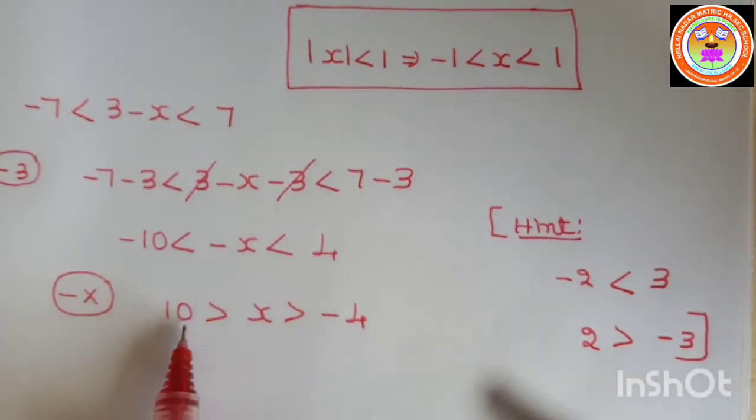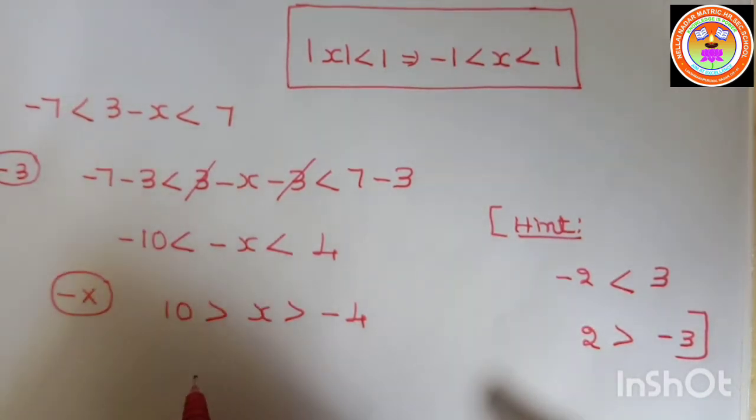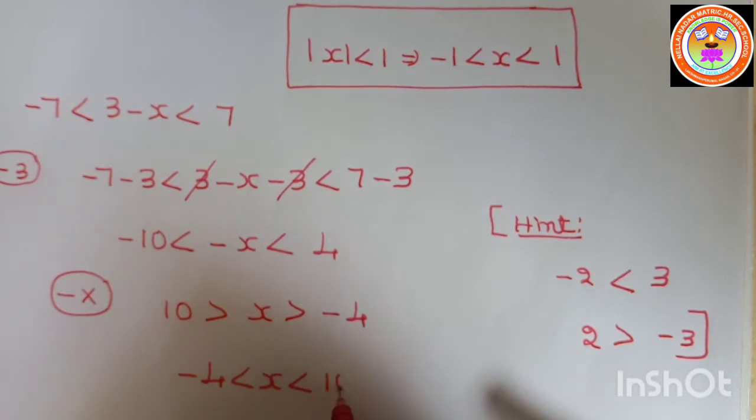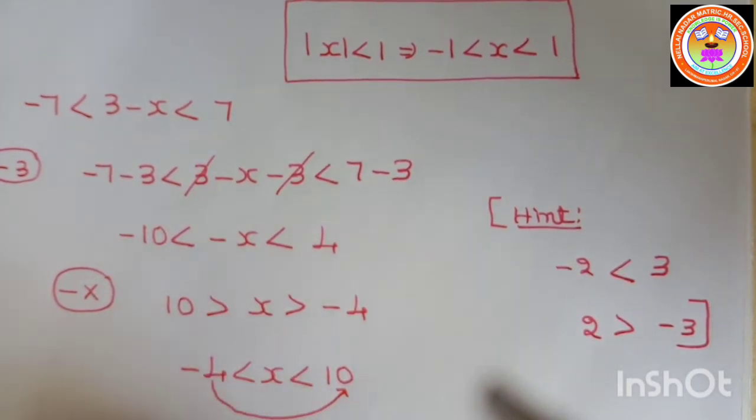Now comparing 10 and minus 4, 10 is greater. So minus 4 less than x less than 10. So x can take the values minus 4 to 10. x belongs to (minus 4, 10). That is the final answer.